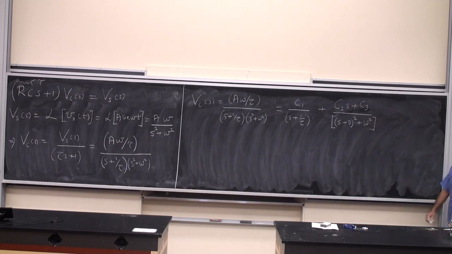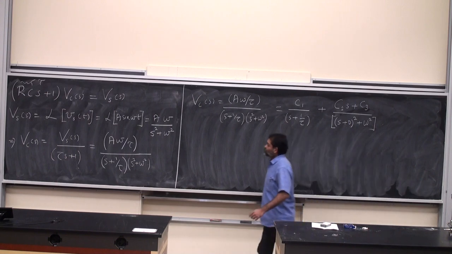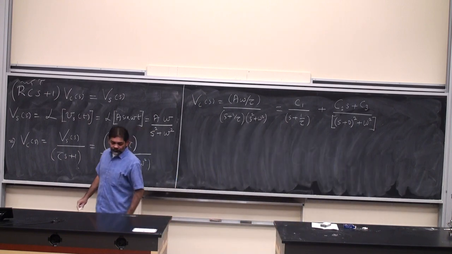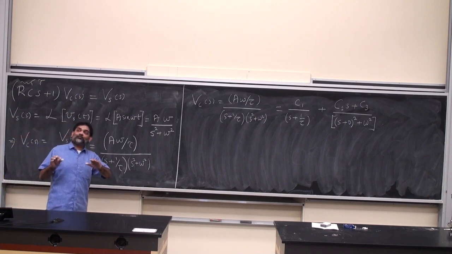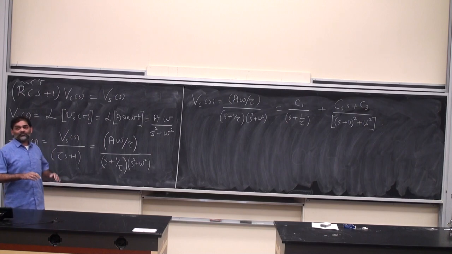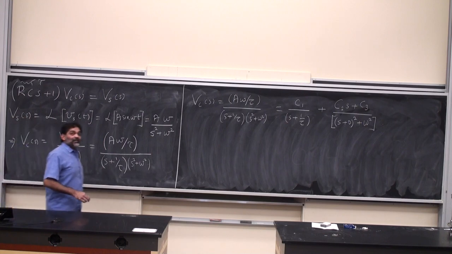S plus 0 square plus omega square. Okay, same thing. This is all old stuff. You're just using Laplace transforms to solve for a different type of system, an electric system. You can find C1, C2, C3. I'm just going to list them here.